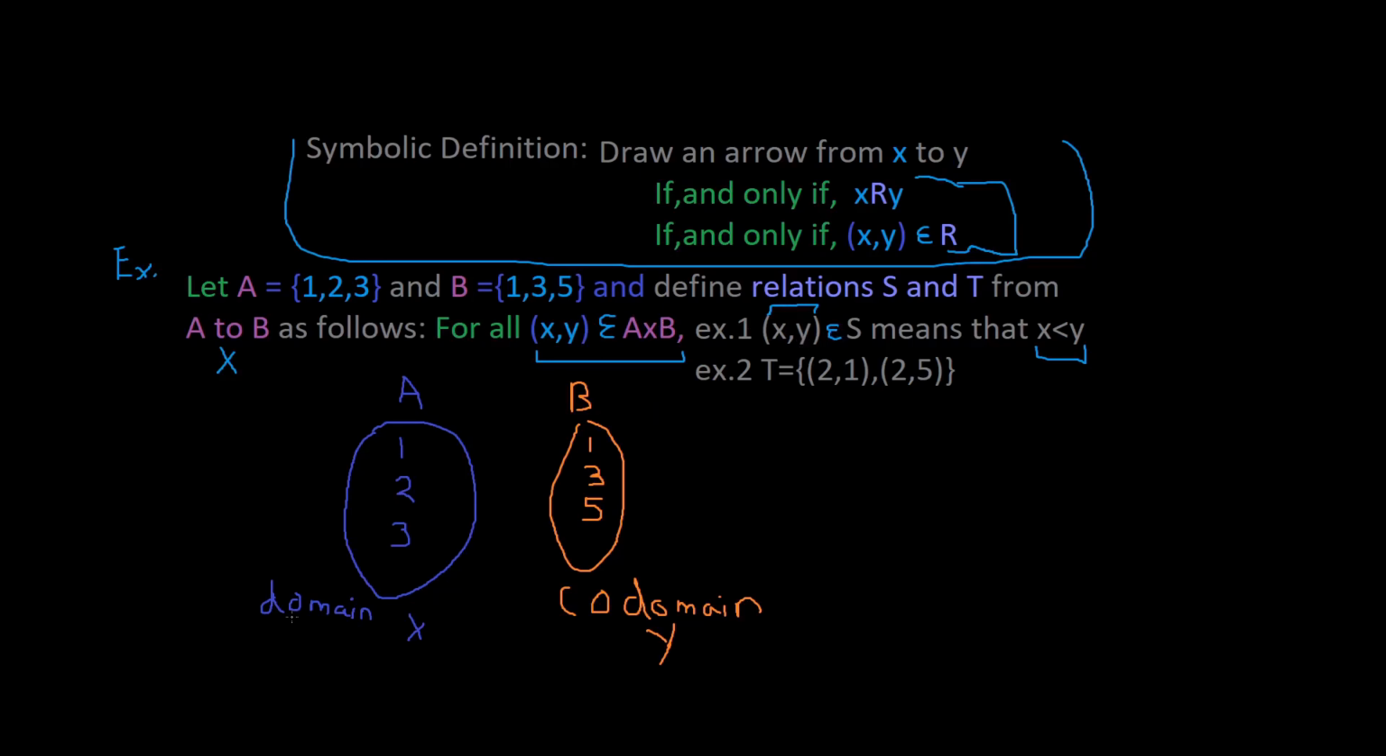So now we finally drew our two diagrams, domain and codomain, right? And so let's see right here. It says, is (x, y) an element of S, means that x is less than y. And so that means this can't be 1, but 1 can be 3, and 1 can be 5. 2 can be 1, 2 can be 3, right? Because 2 is less than 3. 2 is less than 5. And so this is our x, and this is our y, remember?